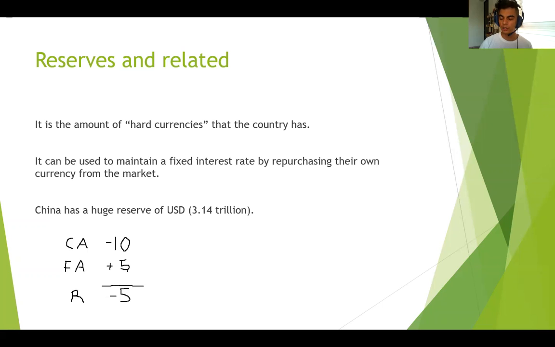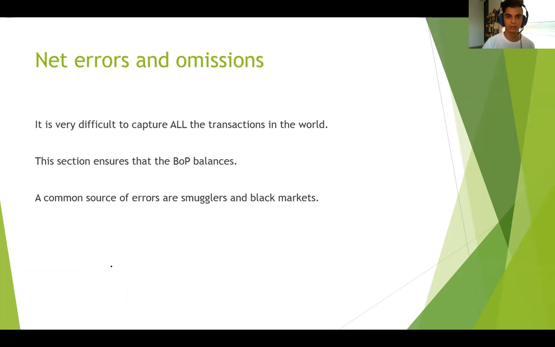But imagine that this happens in Mexico, that you have -10 and +5, so your savings should have -5. But imagine that the government takes a look at their savings and instead of -5, they have +5. How is that possible? How did I spend more money and receive less money, and how do I have more savings? That doesn't make any sense. Well, it is possible. Why is that possible? Because of this. Net errors and omissions.